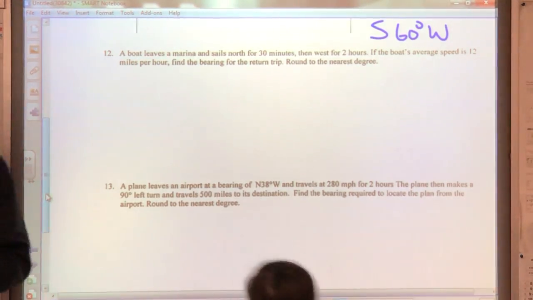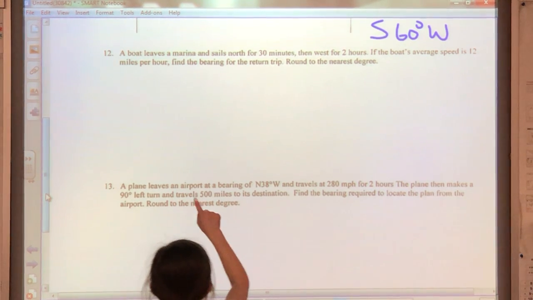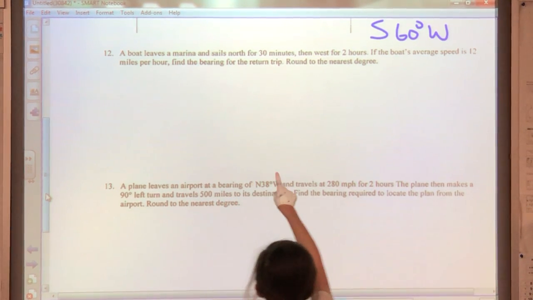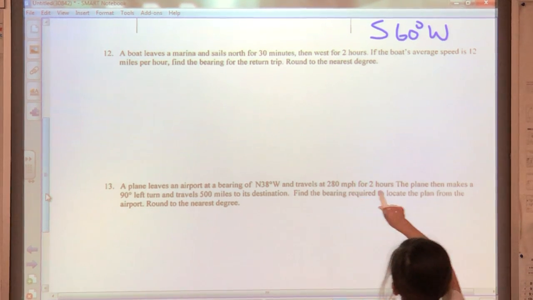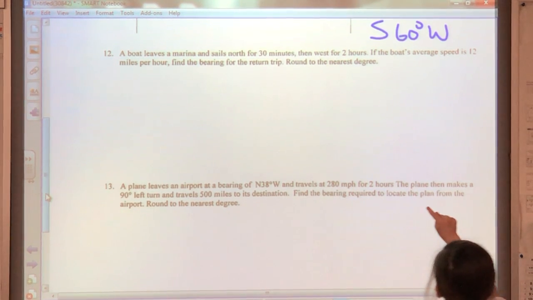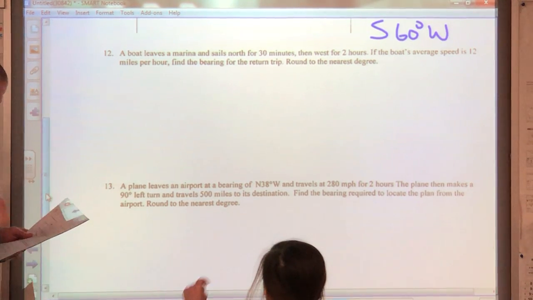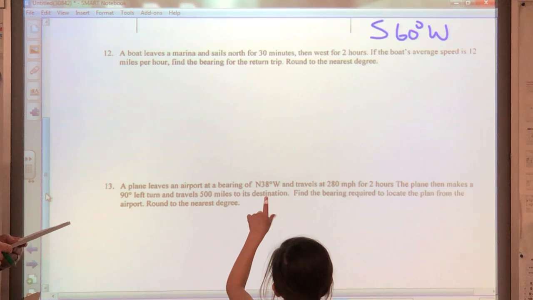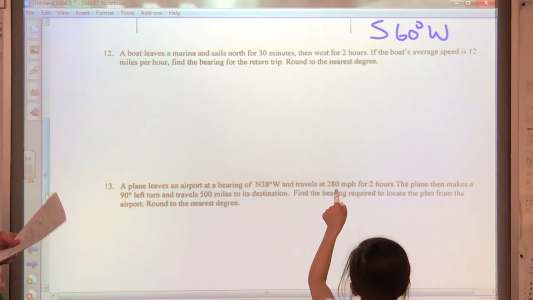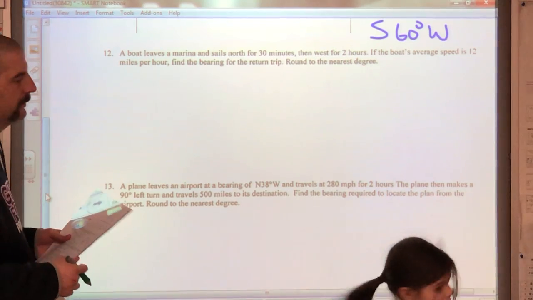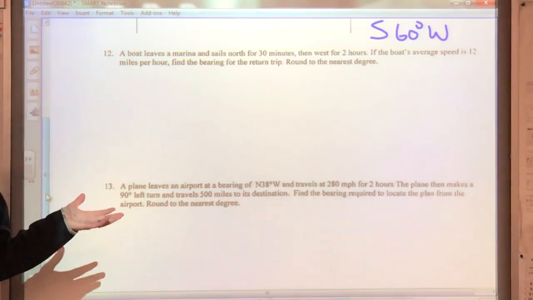All right, number 12. Ava's going to read that. Go ahead. A boat leaves a marina and sails north for 30 minutes, then west for 2 hours. If the boat's average speed is 12 miles per hour, find the bearing for the return trip, rounded to the nearest degree. All righty.